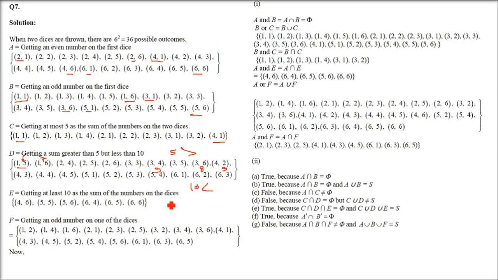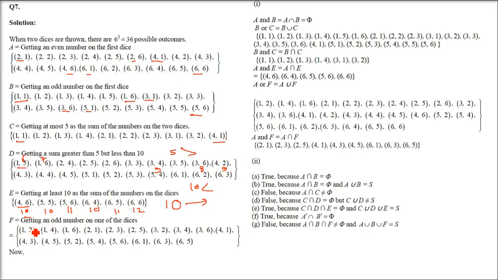E is getting at least 10 as the sum of the numbers on the dice. So 10, 11, 12, because the maximum can be 6, 6. So 4, 6, 5, 5, 5, 6, 6, 4, 6, 5, 6, 6, 10, 10, 11, 10, 11, 12.